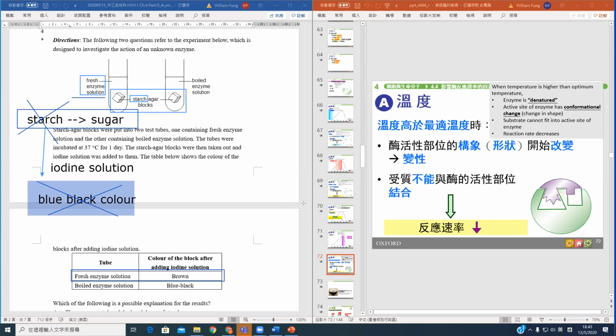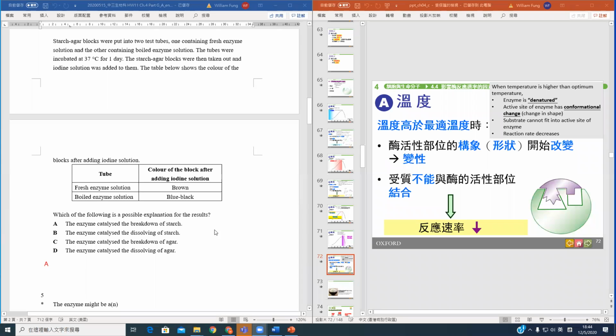On the other hand, when we have boiled enzyme solution, all the enzyme does not work. They do not convert the starch into sugar, so all the starch will give you blue-black color. This is what the experiment means. So the possible explanation of these results: when the enzyme is present, it can help to break down the starch. When enzyme is boiled, it is denatured. It cannot break down the starch, so you can see blue-black color. The answer is A.